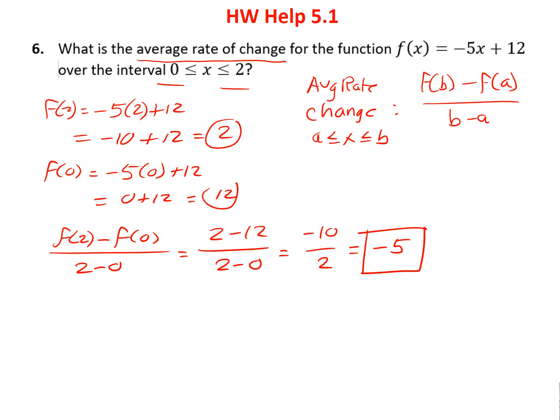One thing to note in particular is, notice that this is a linear equation, mx plus b, and my average rate of change is simply my slope. On a linear equation, the rate of change is the slope, no matter what domain you use to find it. That's not the case with exponential functions.